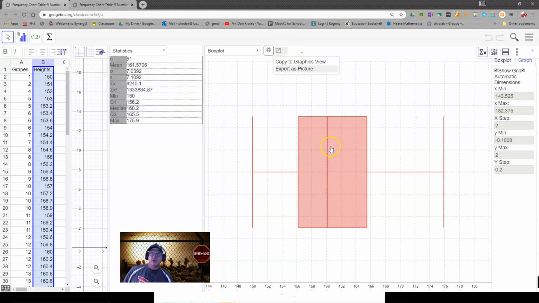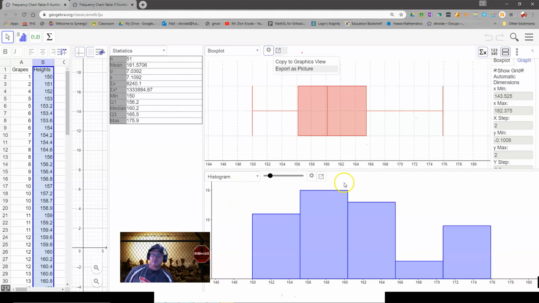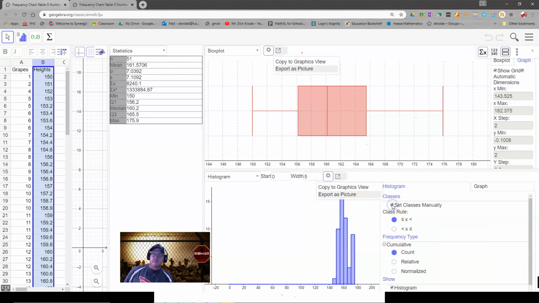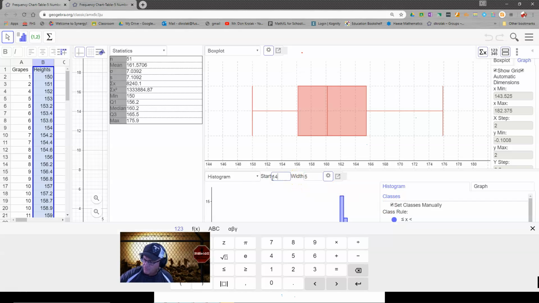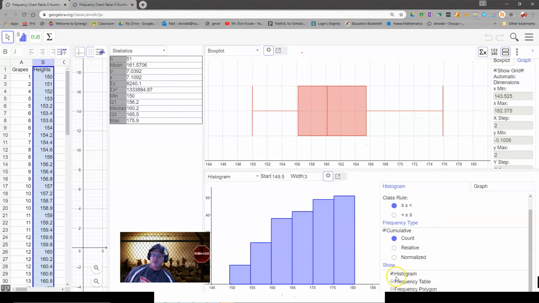Now, if you want to compare this with another type of graph, you can go up to here where there's this icon that looks like an equal sign, and that says show second plot. So down here, I could do my cumulative frequency diagram. So I'm going to click on histogram. Okay, go to the gear. I am going to set my classes manually. So if I remember correctly, they were 149.5, and the width was 3. And then I'm going to go down here to frequency type, make it cumulative. And then if I want the actual curve, there's my curve.